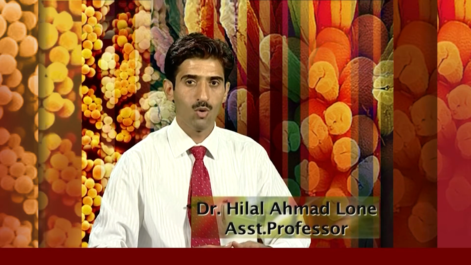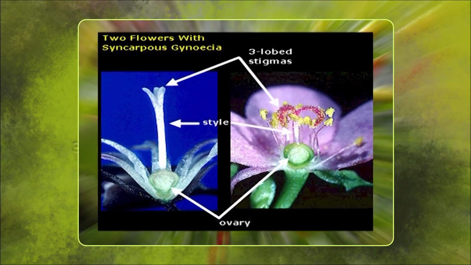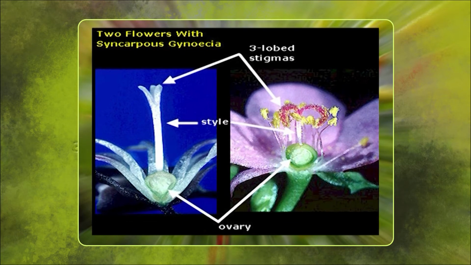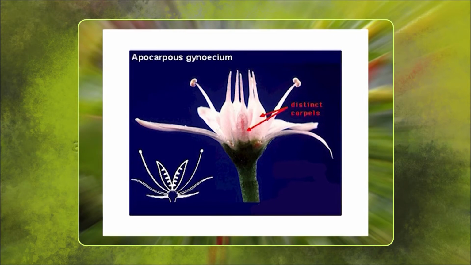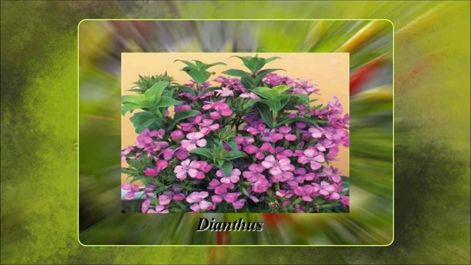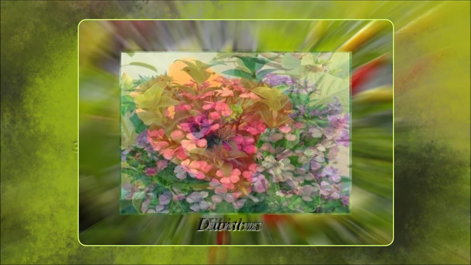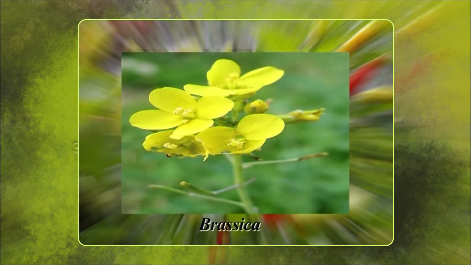When the number of carpels in a gynoecium are 2 or more, they may be free or fused. When the carpels are fused with each other, the condition is described as syncarpous, for example cruciferae, and when free, they are described as apocarpous, for example ranunculaceae. The syncarpy may involve fusion of only ovaries, for example dianthus, or ovaries and styles, for example hibiscus, or entire carpels, for example brassica and papaver.